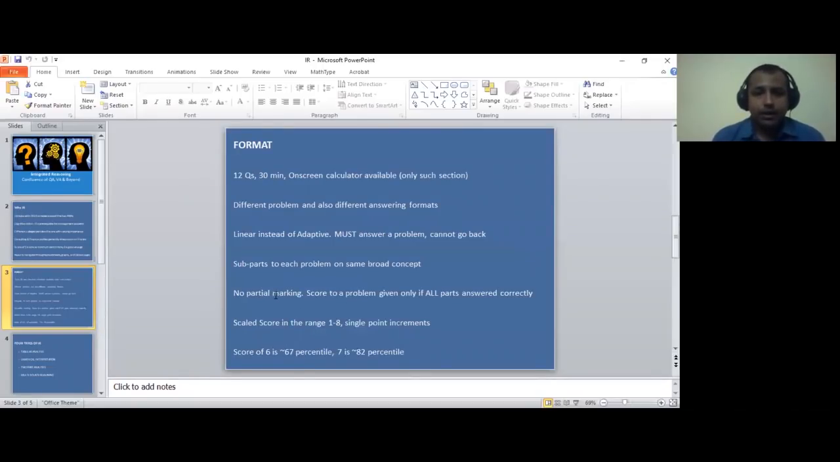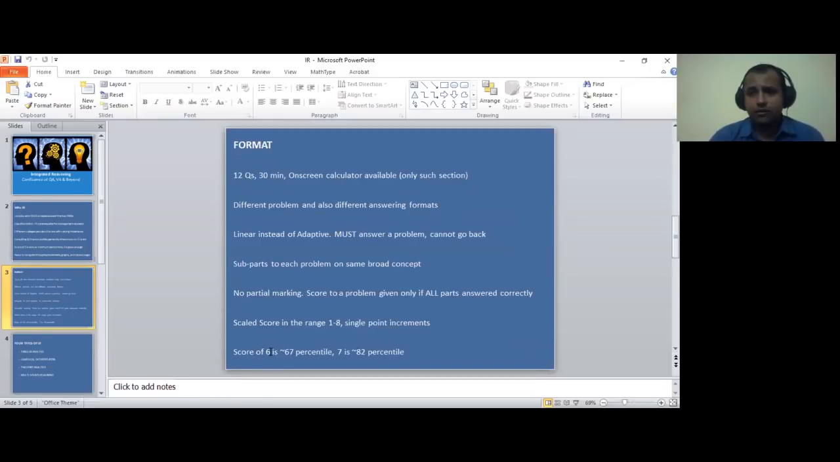So that's the broad idea. Scaled score in the range 1 to 8, single point increments. So essentially, you only get a single point value: 1, 2, 3, 4, 5, 6, 7, 8. As I just mentioned, 5 is a bare minimum benchmark you should get. 6, 7, 8 are good scores.